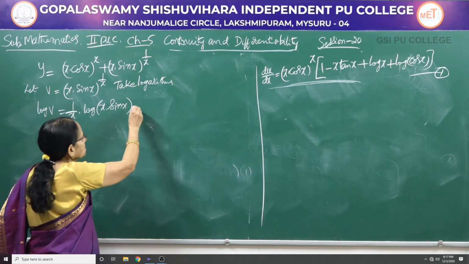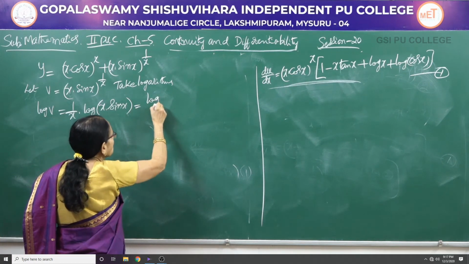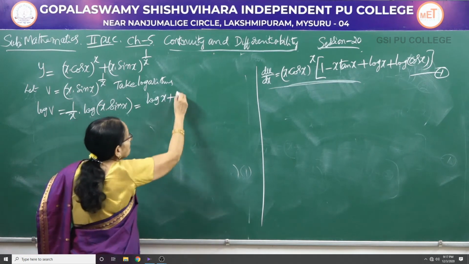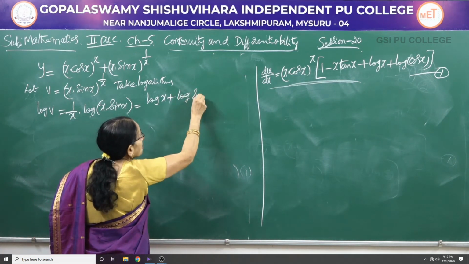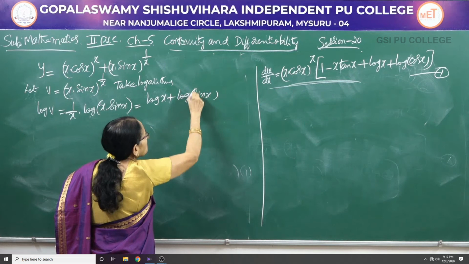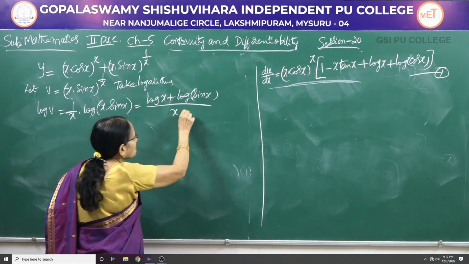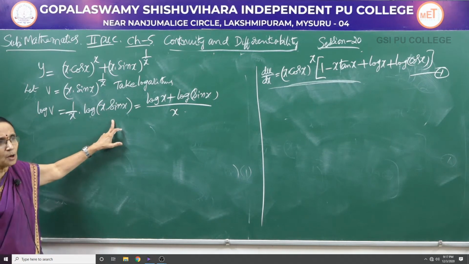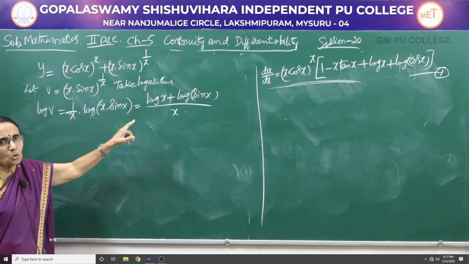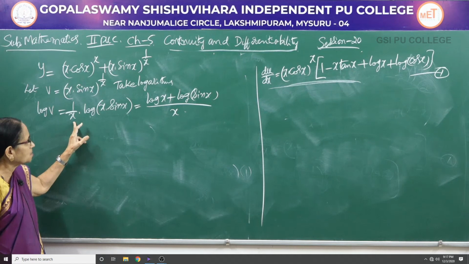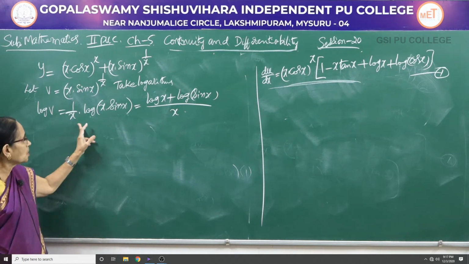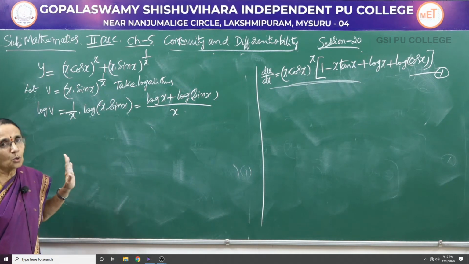Now, let me apply this logarithmic rule here. It becomes log of x plus log of sin x. I think it is a little bit better to write like this, divided by x. So, I have applied the first law of logarithm and written the terms in the numerator. This 1 by x, x being in the denominator position, I have not written as a product, I am writing that as a quotient.